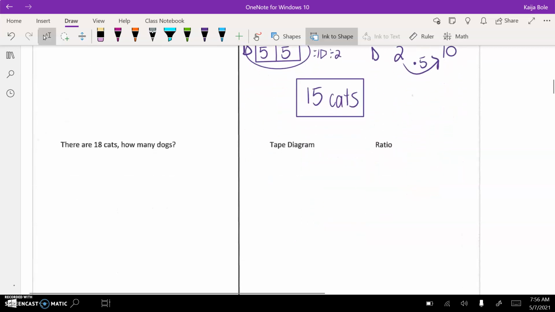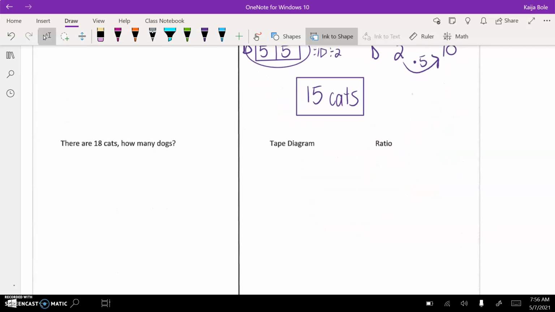All right, and in the next one, there are 18 cats. How many dogs? Same setup as up above, so I have C for cats, D for dogs. Cats got 3 boxes. Dogs got 2 boxes. Remember, our boxes are going to line up and touch. Now I have 18 cats, so my cat boxes equal 18 divided by the 3 boxes. So that means 6 would go in each box.